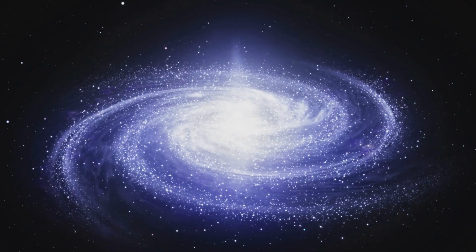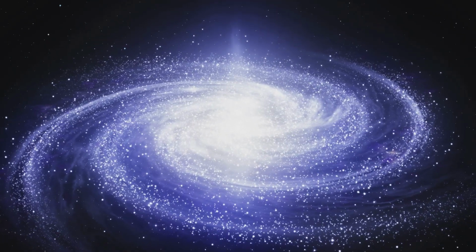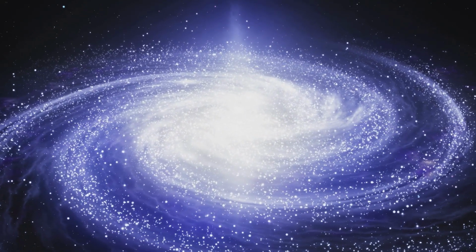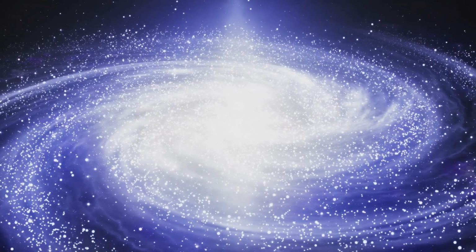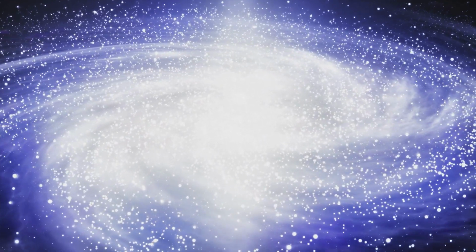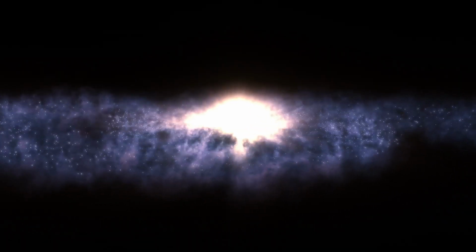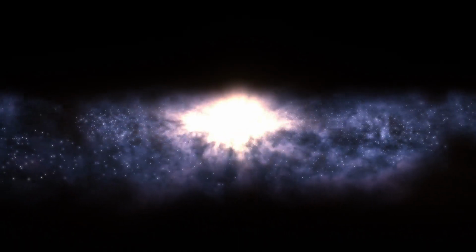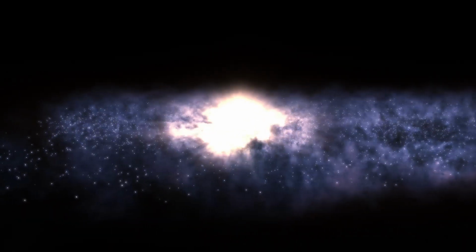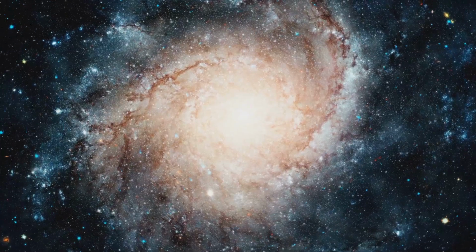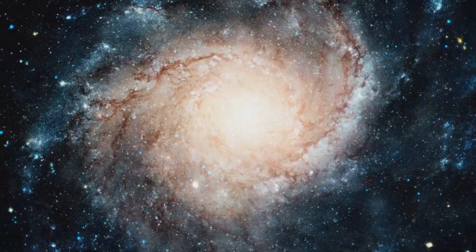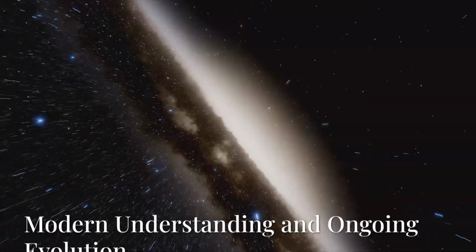The spiral arms, as we've seen, are regions of intense star formation, where giant molecular clouds collapse under their own gravity, giving birth to clusters of bright, young stars. And scattered throughout the disk, we find globular clusters, ancient groupings of stars that orbit the galactic center like swarms of bees. These clusters are among the oldest objects in the galaxy, offering a glimpse into its distant past.